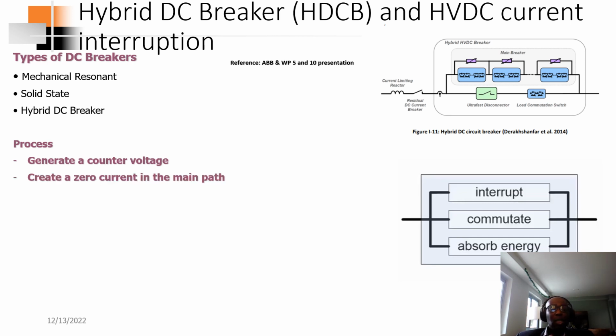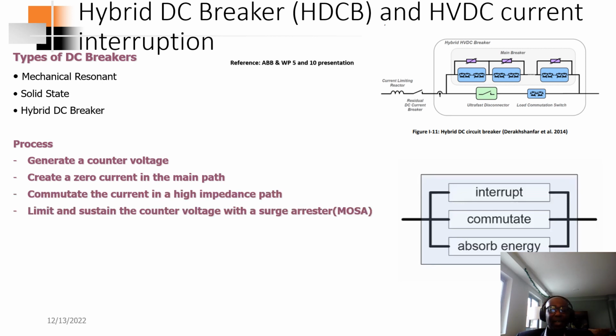So for the process to achieve the artificial zero crossing, you need a counter voltage. What these DC circuit breakers do is generate a counter voltage, and based on that create a zero current in the main path and be able to absorb all the energy and interrupt the high fault.